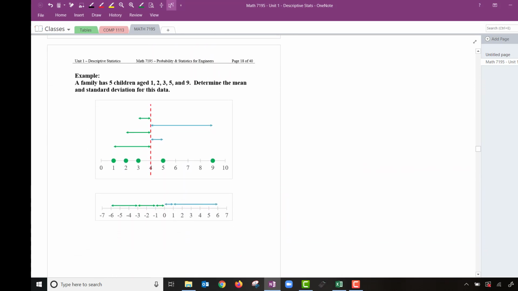My house has 5 kids. They're aged 1, 2, 3, 5, and 9, and I want to find the average or mean and standard deviation for my kids' ages. I guess I should study how old my own kids are. Since I'm not planning on having any more than 5, I think this is a reasonable situation for me to consider this a population. So if I'm going to calculate the mean of my 5 children, I'll just add up all their ages and divide by however many I have.